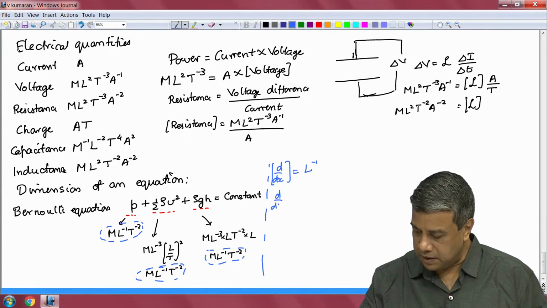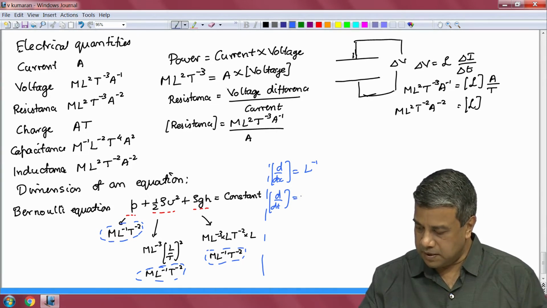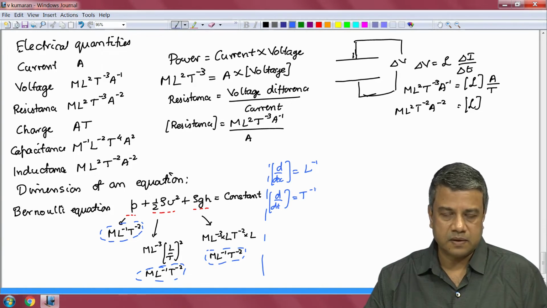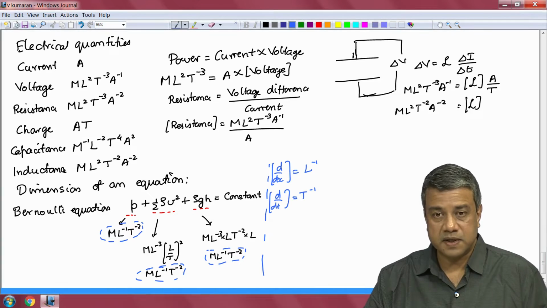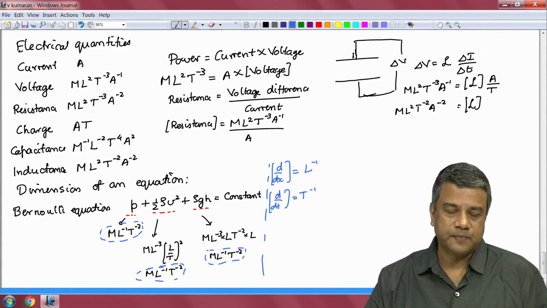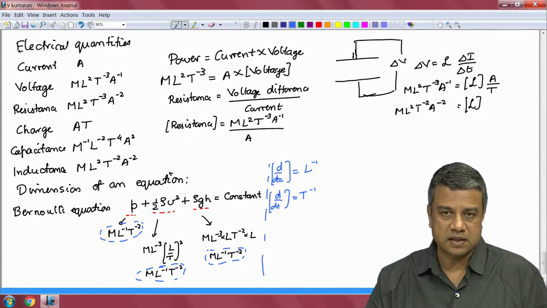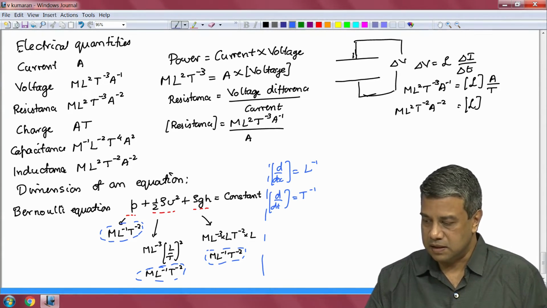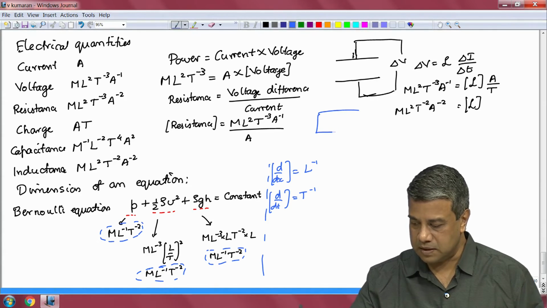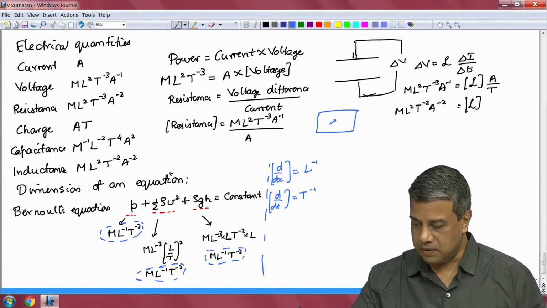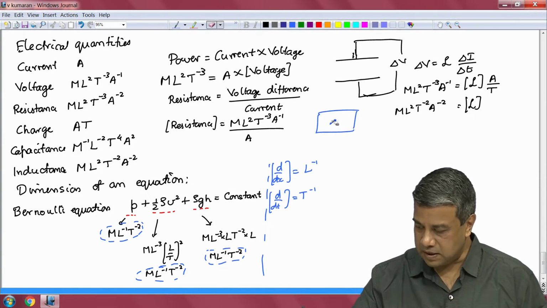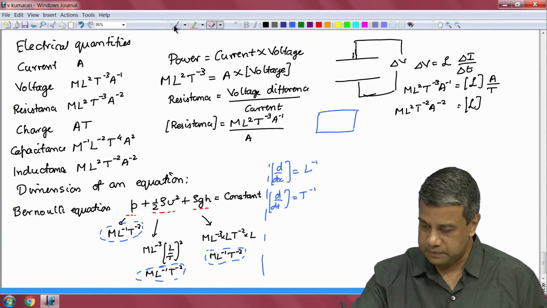Similarly, d by dt, the time derivative, has dimensions of t inverse. So, what is the spatial derivative of a quantity? For example, if I wanted to calculate the change in concentration when I moved a small distance delta x. Let us say that I had a domain where the concentration was varying with position, and I wanted to find out what is the change in concentration if I moved a small distance delta x in the x direction.